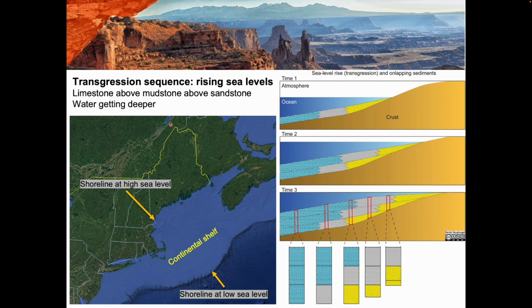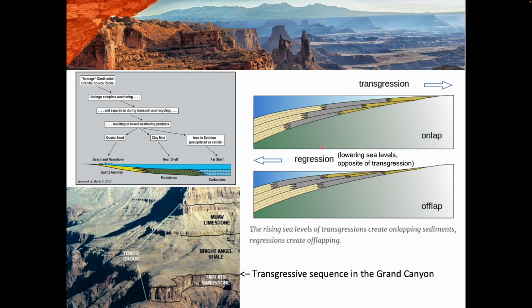And we call this sequence a transgression. The opposite sequence, where sea levels are lowering, is called a regression. And that gives you a sequence of sand on top of mud on top of limestone, rather than limestone on top of mud on top of sand, so it's the opposite.